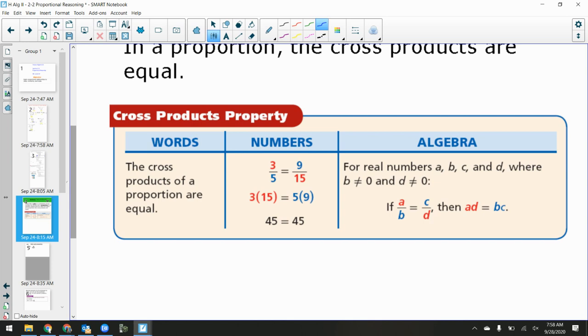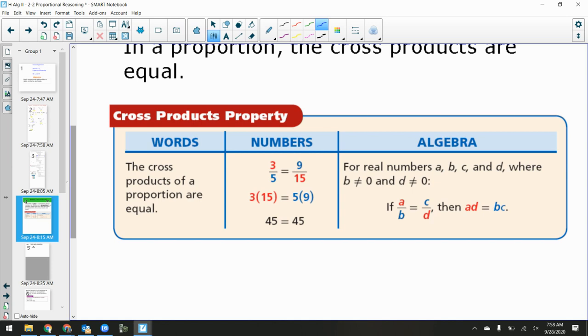For example, if you're looking at it algebraically, I like this statement right in the bottom right here. If A over B is equal to C over D, then A times D is equal to B times C. The cross products of any proportion are equivalent to one another.